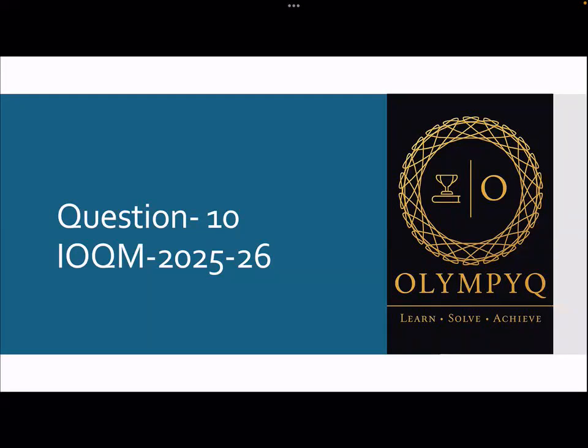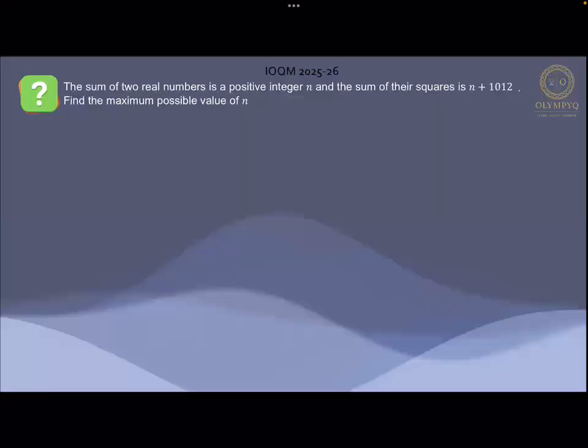Hello students, this is question number 10 of IOQM 2025-26. The question says the sum of two real numbers is a positive integer n and the sum of their squares is n plus 1012. Find the maximum possible value of n.